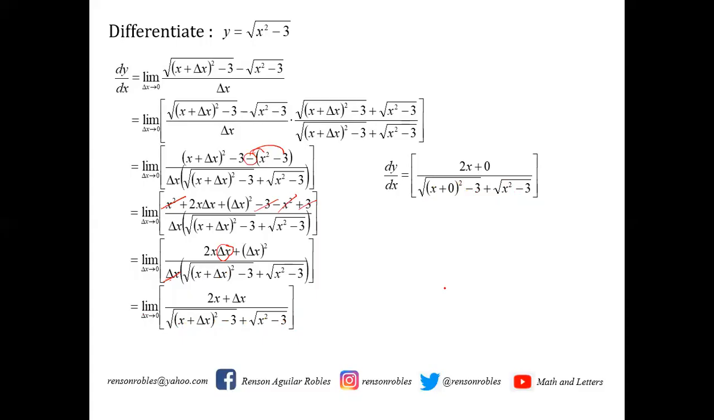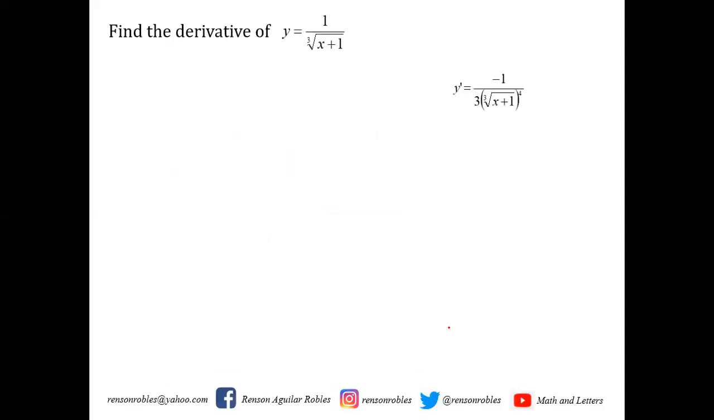And simplifying further, you will have 2x all over 2. Okay, so when delta x is 0, what is left here is the square root of x squared minus 3. And then combine with this one, that will give you 2 times the square root of x squared minus 3. And then you can cancel this out, leaving you with x all over the square root of x squared minus 3. Okay, one more. Yeah, sorry for this one.